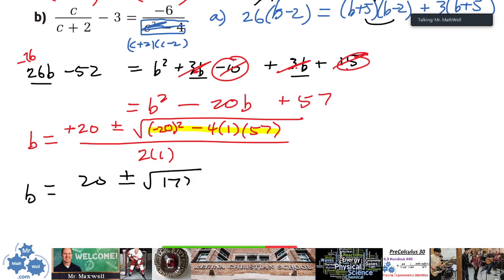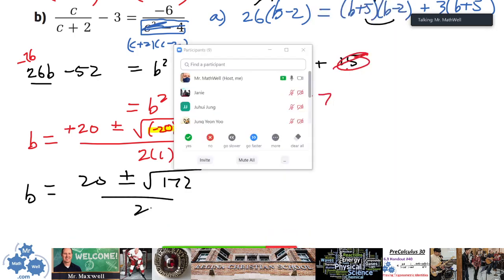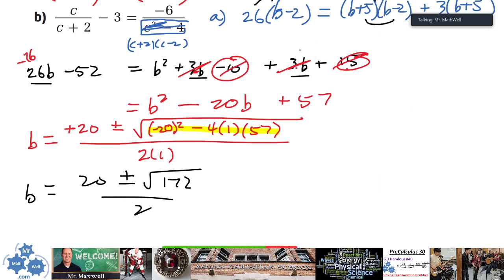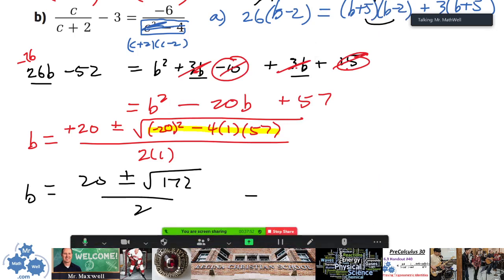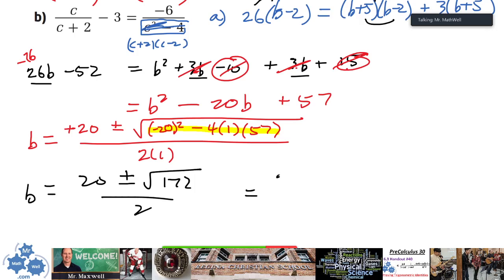So b equals 20 plus or minus the square root of 172, over 2. So what's the square root of 172? 13.11. Nice. So we've got 20 plus or minus 13.11 over 2. That should yield us 2 possible answers. We'll evaluate those, and we'll have to check those, right, to make sure that each one of them is possible.